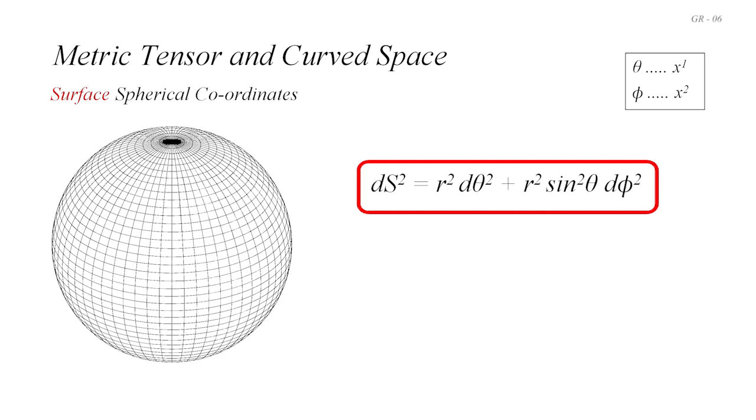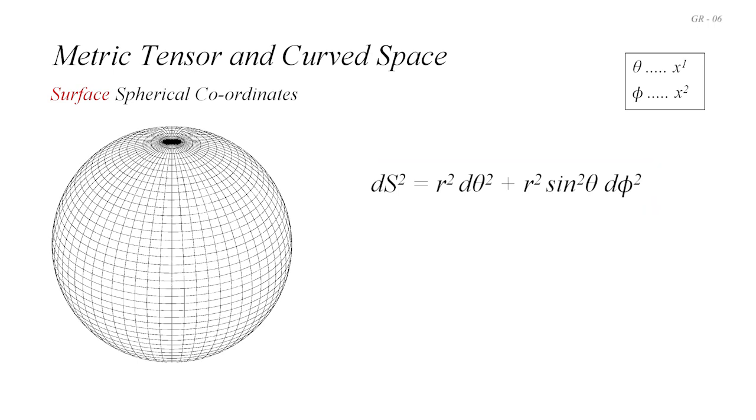ds squared equals r squared d theta squared plus r squared sine squared theta d phi squared, which if you want to see it in terms of x1 and x2, would be this: ds squared equals r squared dx1 squared plus r squared sine squared x1 dx2 squared. But we'll stick with the theta phi version for the time being. Now there are a couple of things to notice about this equation. First, there are no cross terms in d theta times d phi. There are only d theta squared and d phi squared terms, which are essentially dx1 squared and dx2 squared. So the metric tensor will not have any off-diagonal terms.